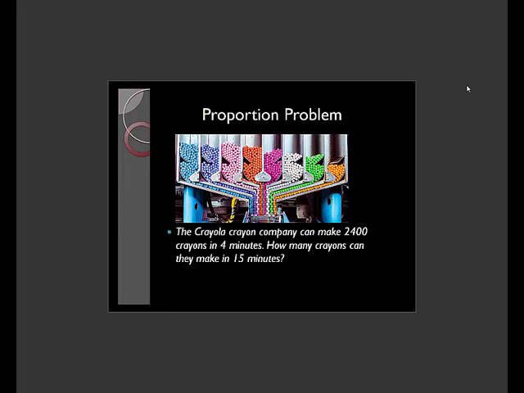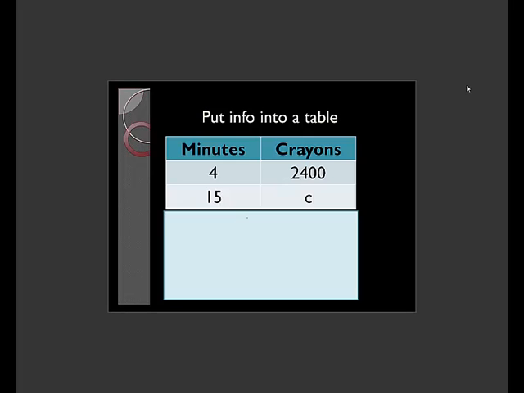What I'm going to do is put all that information into a table. I have two variables, minutes and crayons. And in 4 minutes, we know the Crayola Company can make 2,400 crayons. And in 15 minutes, we do not know at this point how many crayons that company can make. So I'm going to represent that unknown quantity with a variable c.